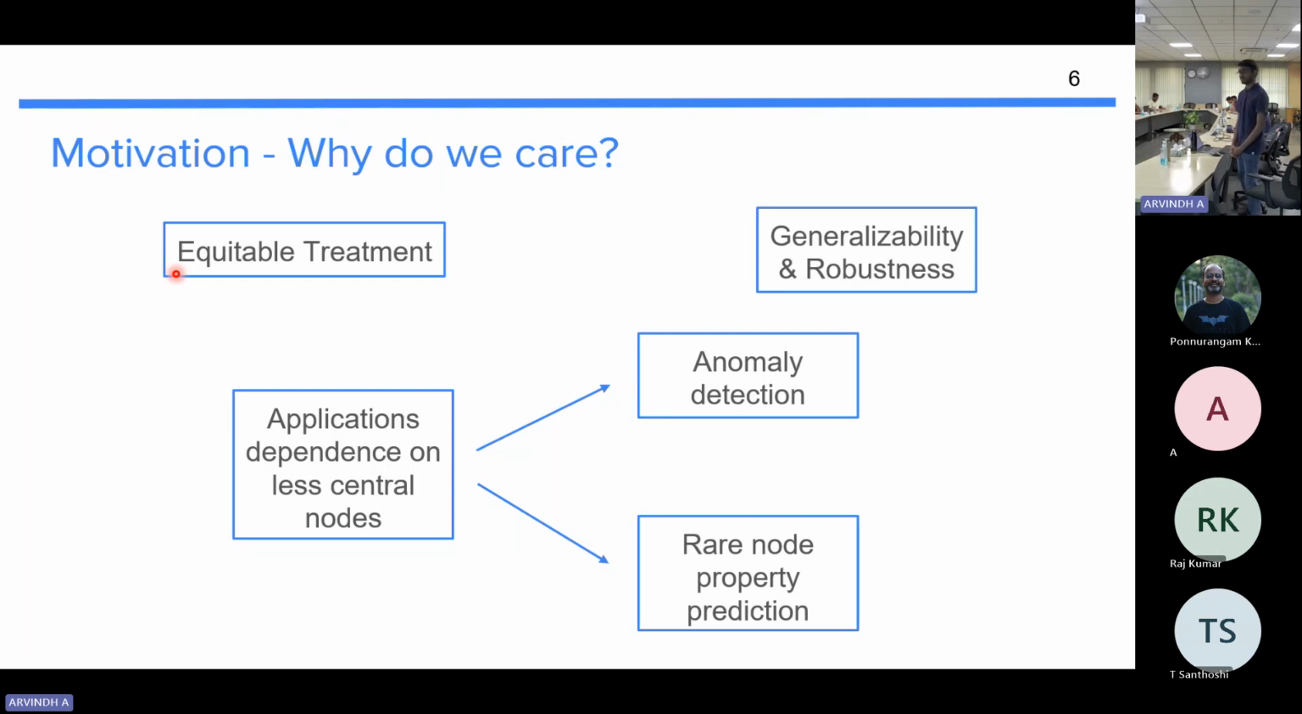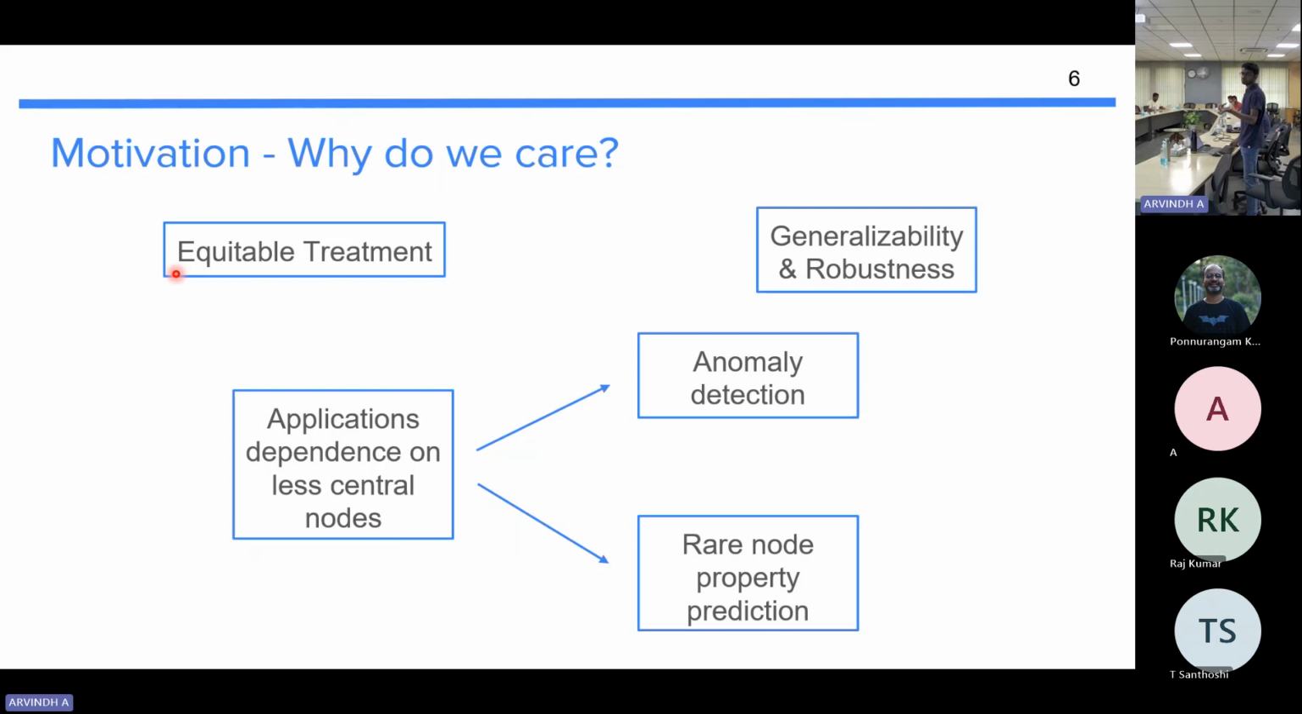And there are also certain applications which inherently rely on representation of less popular or less central nodes. One of them is anomaly detection, where your focus is much more on the low degree nodes than the high degree nodes, because they are much more interesting to you. Another one is rare node prediction, node property prediction. This is predominantly seen in the biomedical field, usually in disease interaction graphs, where you need to prioritize diseases which do not have as many interactions as others, equally if not more than popular diseases, let's say.